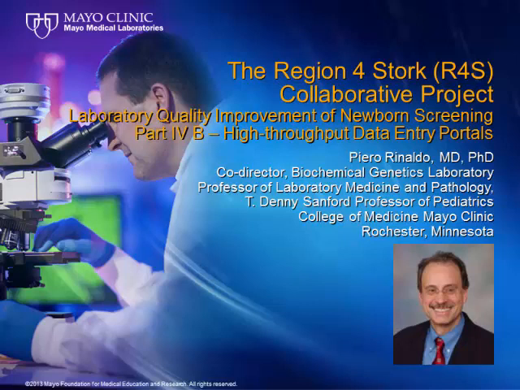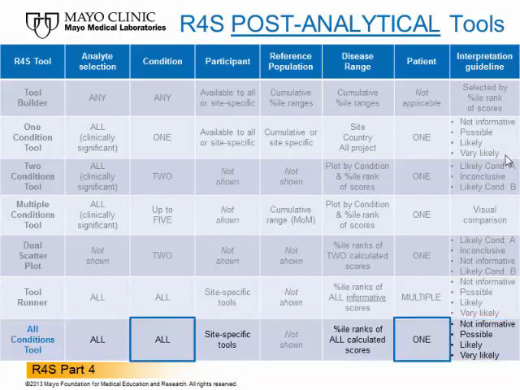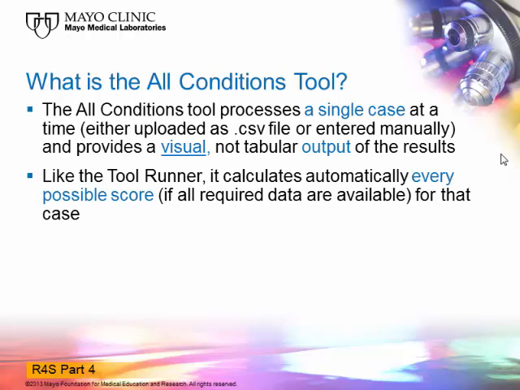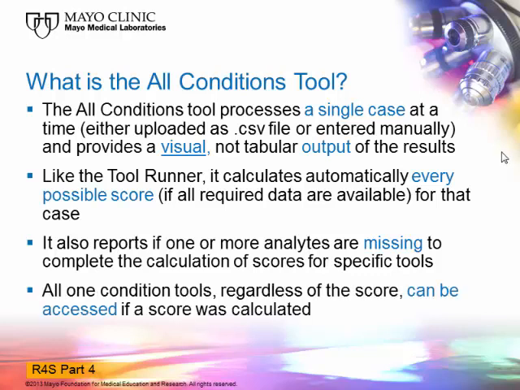The last tool to be presented here is the All Conditions tool. This tool also covers all conditions with the inactive tool, but it does it for just one patient at a time. The second major difference is the type of report. The All Conditions tool generates a report in the form of a composite graphic, not a table. It does calculate every possible score, and it reports on any missing data required to calculate a score with a particular tool. Finally, in this format, all tools can be readily accessed, even if a score was 0.